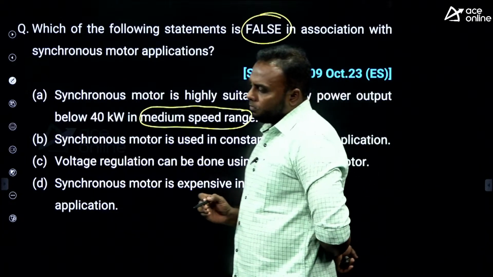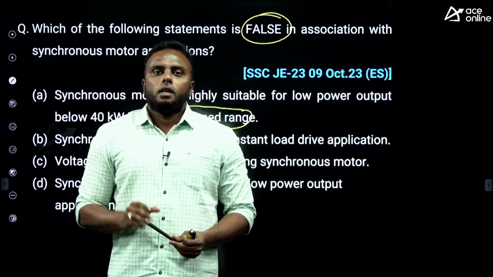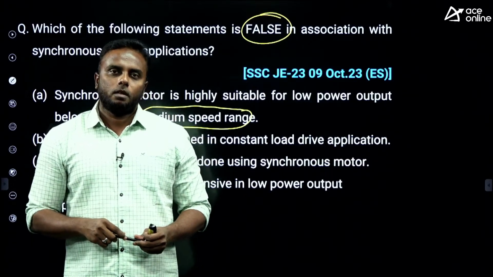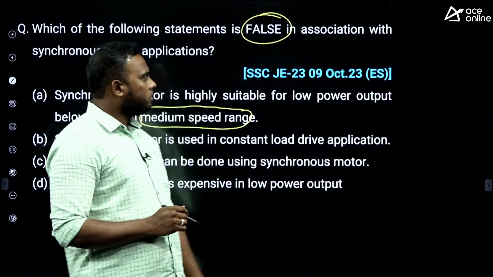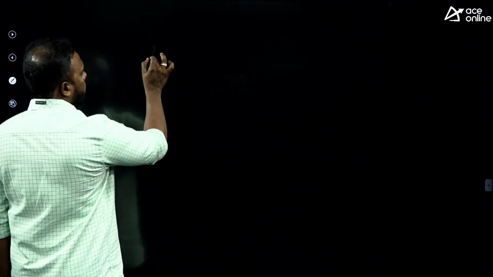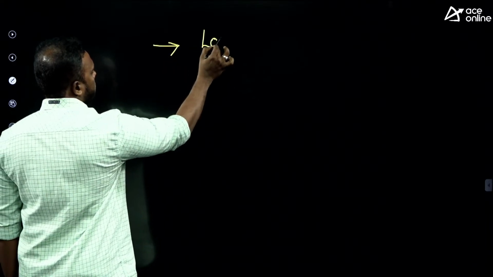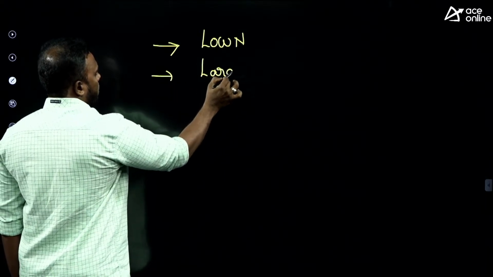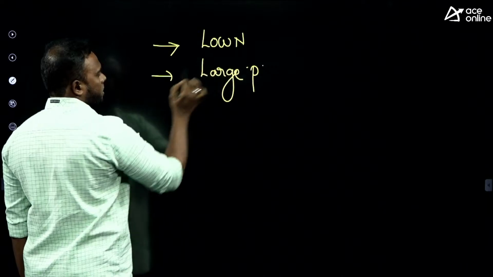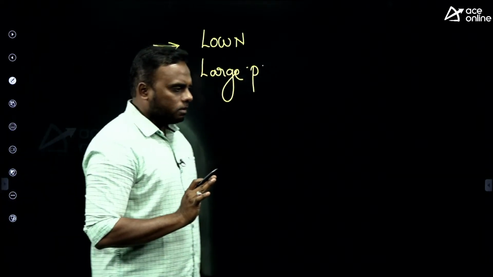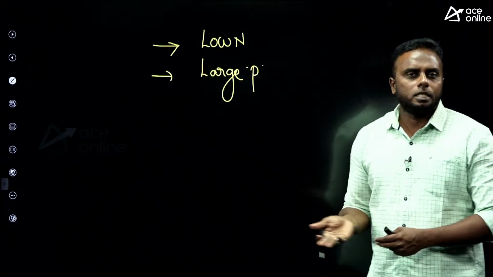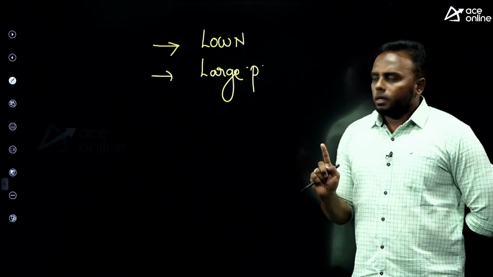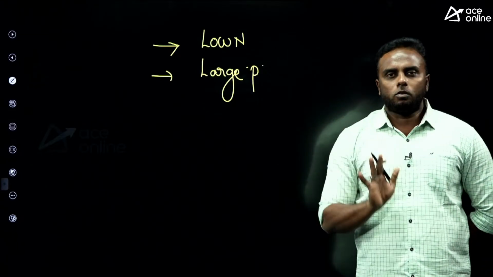Generally, most of the motors we use are induction motors. But where do we use synchronous motors? Remember, we use synchronous motors mainly for low speed and large power applications. Low speed and large power applications are where synchronous motors are suitable, because whatever the speed, a synchronous motor rotates at synchronous speed. A synchronous motor rotates at 100% synchronous speed only.